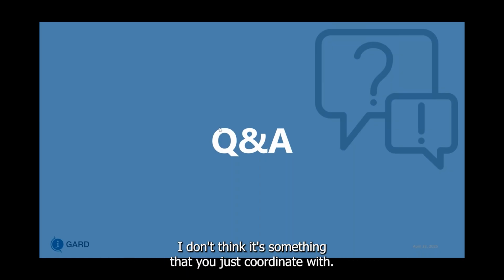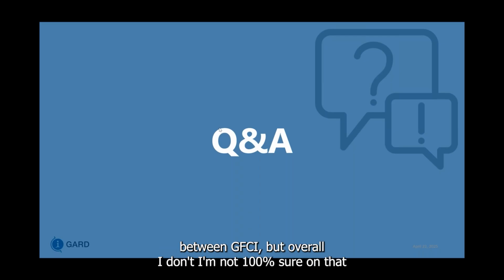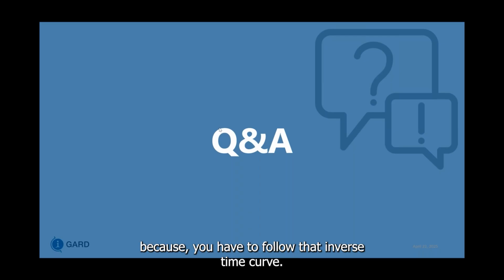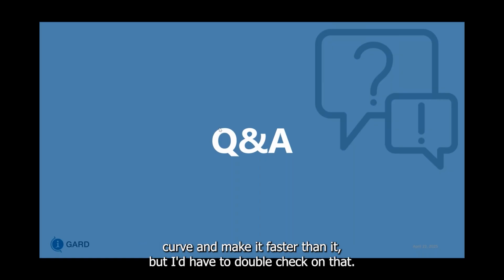How to ensure protection coordination between GFCIs? I don't think it's something that you just coordinate with. You just have to follow the inverse time curve. I'd have to double check on that to see if coordination is possible between GFCIs, but overall, I'm not 100% sure on that because you have to follow that inverse time curve. Maybe we can make adjustments to be well within the inverse time curve and make it faster than it, but I'd have to double check on that.